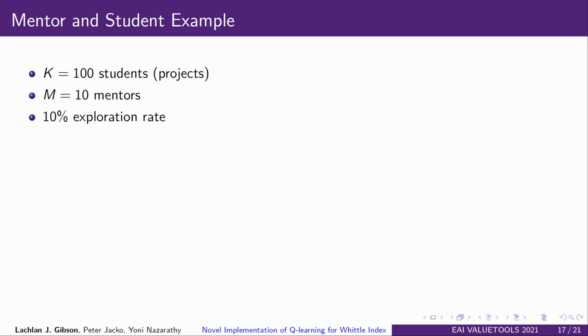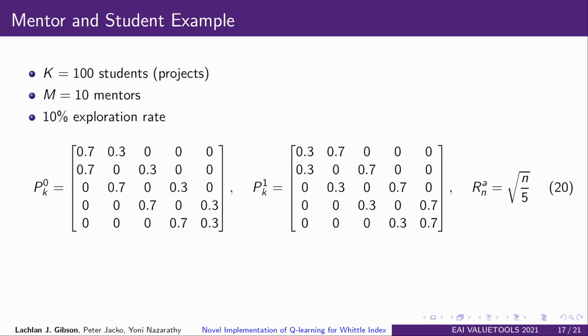Let's consider another example system. Here, the projects represent students, and the controller is a school who needs to assign 10 mentors to 10 students each day. Again, the controller uses a 10% exploration rate. Each student exists in one of 5 study levels. Whenever a student self-studies, they have a 70% chance of decreasing study level and a 30% chance of increasing study level. Whereas if the student is mentored, there's a 30% chance of decreasing study level and a 70% chance of increasing study level. The reward from each student is independent of the action and increases with the study level with diminished returns.